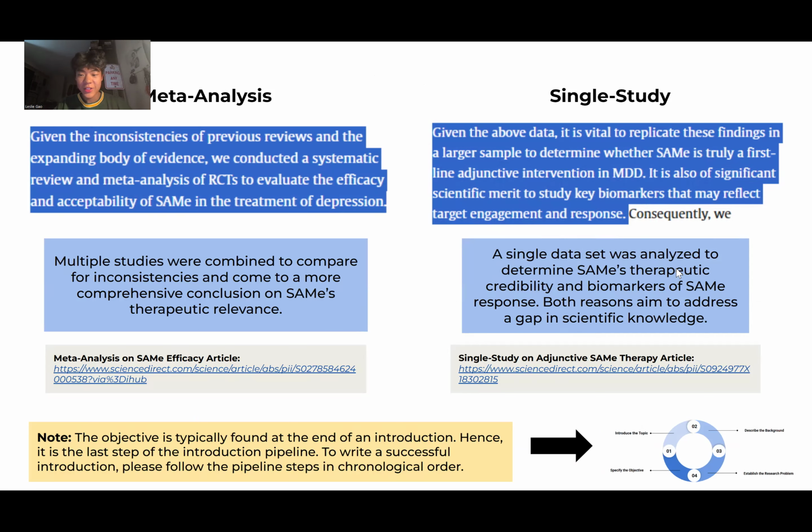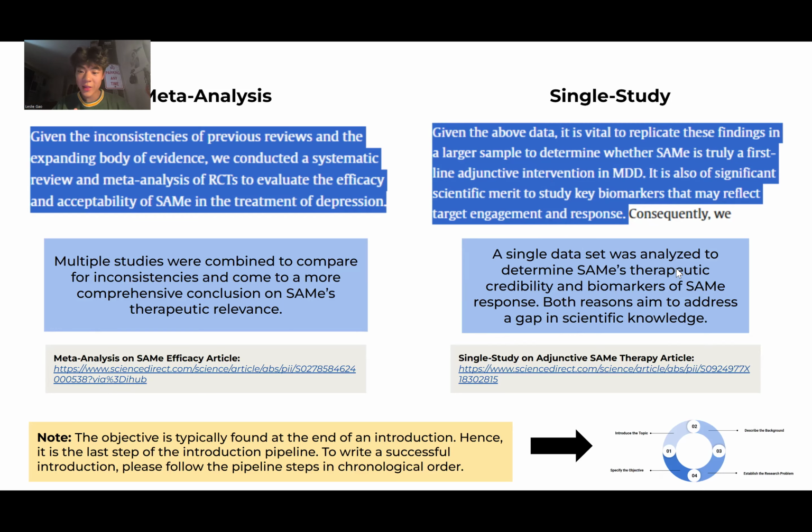Here we can see that difference using SAME as an example once again. On the left, the meta-analysis combines multiple studies because there were inconsistencies in the existing evidence. By looking across studies, the researchers aim to reach a more comprehensive conclusion about SAME's therapeutic relevance. On the right side, the single study analyzes one data set to investigate SAME's therapeutic credibility and biomarkers associated with response. They're approaching the issue differently, but both are ultimately trying to address a gap in scientific knowledge.